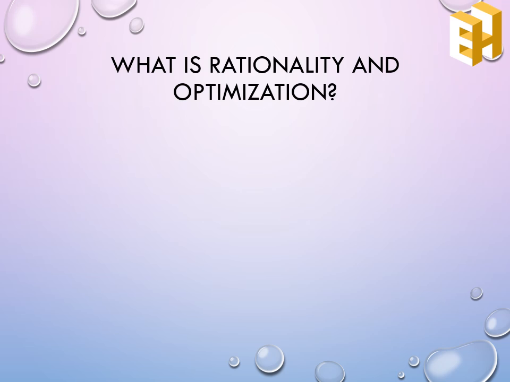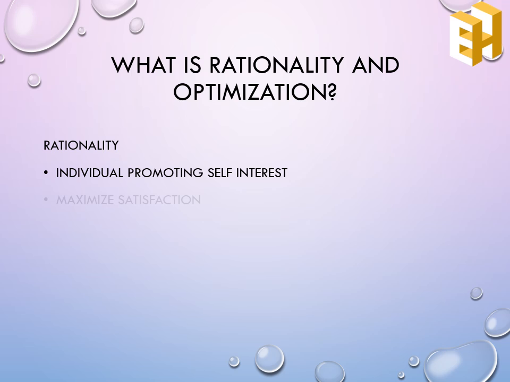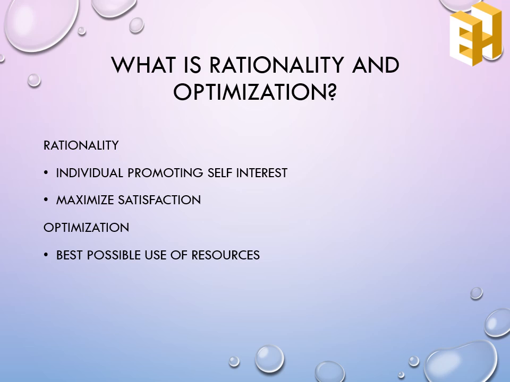Now, what is rationality and optimization? Rationality is the tendency of an individual to maximize his self-interest. A consumer is considered to be rational if he chooses the goods from a limited income which maximize his satisfaction. Optimization, on the other hand, refers to the best possible use of the given resources. Therefore, optimization refers to the maximization of output from a limited level of resources.